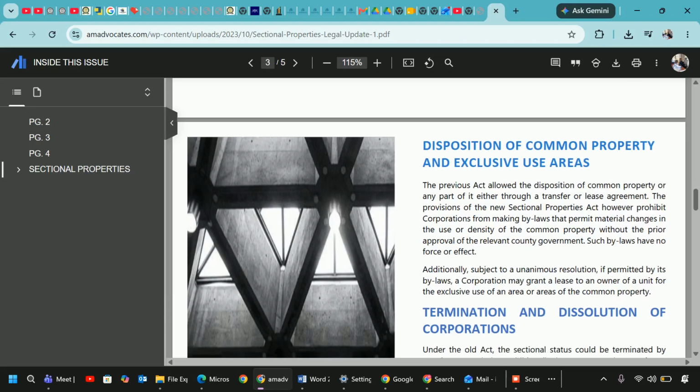Disposition of common property and exclusive use areas. The previous Act allowed the disposition of common property or any part of it either through a transfer or lease agreement.